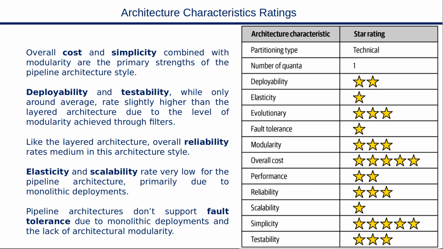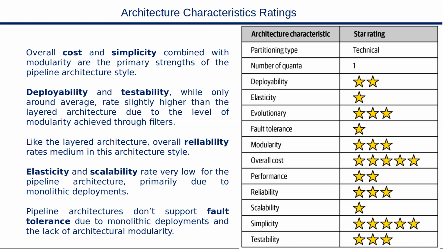Deployability and testability, while only around average rates, are slightly higher than the layered architecture due to the level of modularity achieved through the filters, but still it is at the level of average rate. Pipeline architecture doesn't support fault tolerance due to monolithic deployment and the lack of architecture modularity. Like a layered architecture, overall reliability rates medium for this architecture style. And if you take a look at cost and simplicity combined with modularity, these are the primary strong points for this architecture style.